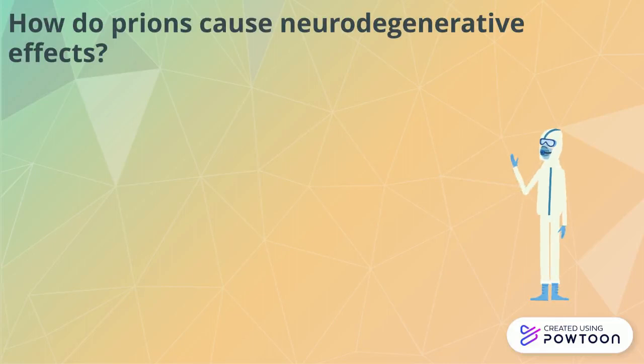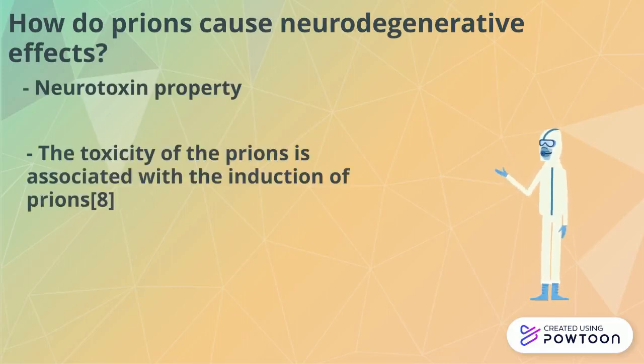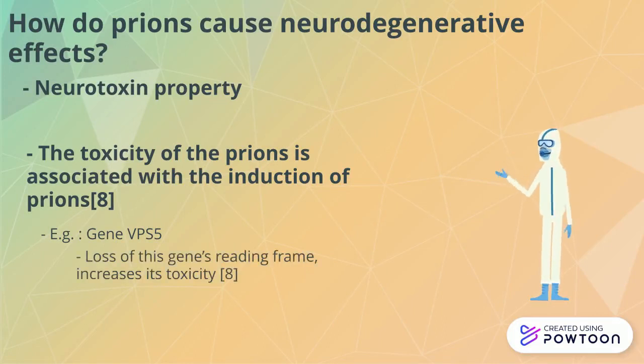Prions depend on their neurotoxin property in order to cause damage to neurons, which is quite often long-lasting, as neurons cannot recover. This can then lead to cell death, which then causes one less neuron within that area, and in that trend, several neurons may be affected by the prions. The toxicity of the prions is associated with the induction of prions. There are also certain factors or genes that may increase the prions' toxicity too.